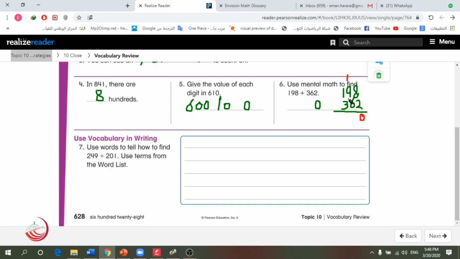1 plus 9, it will be 10. 10 plus 6, 11, 12, 13, 14, 15, and 16. Excellent. So I will write here the 6 and the 1. I will put it here. 1 plus 1 equal 2. 2 plus 3 it will be 560. So the answer, I will write it here, 560. I will write again on the 0 to be clear.